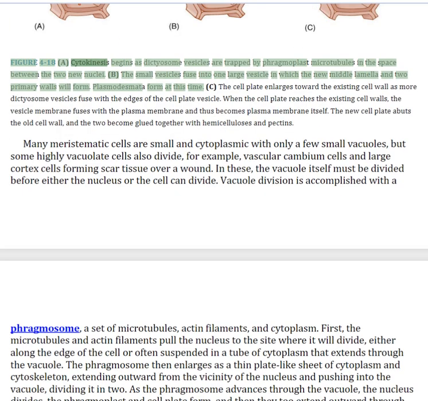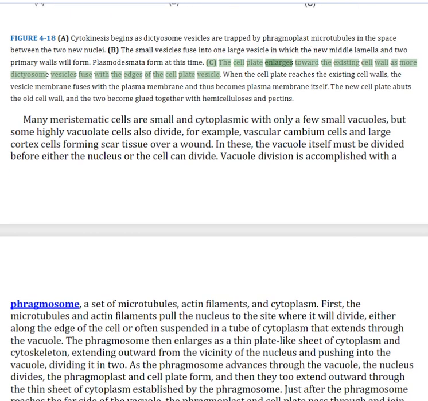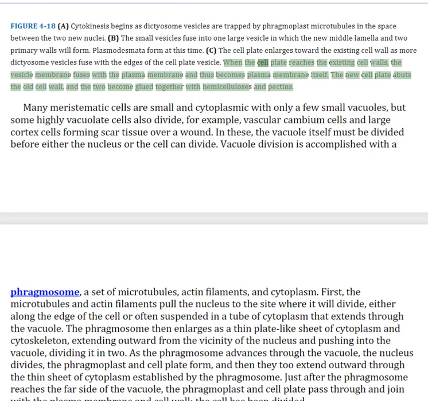Figure 4.18: Cytokinesis begins as dictyosome vesicles are trapped by phragmoplast microtubules in the space between the 2 new nuclei. The small vesicles fuse into one large vesicle in which the new middle lamella and 2 primary walls will form. Plasmodesmata form at this time. The cell plate enlarges toward the existing cell wall as more dictyosome vesicles fuse with the edges of the cell plate vesicle. When the cell plate reaches the existing cell walls, the vesicle membrane fuses with the plasma membrane and thus becomes plasma membrane itself.